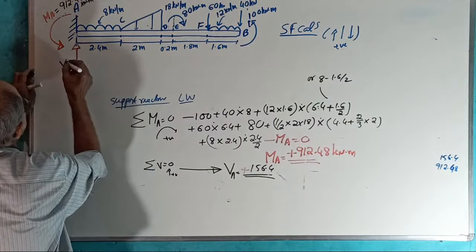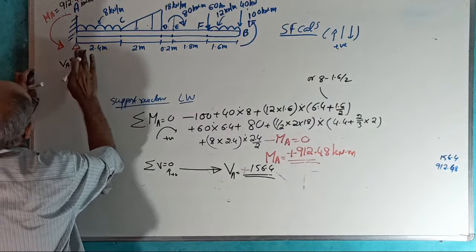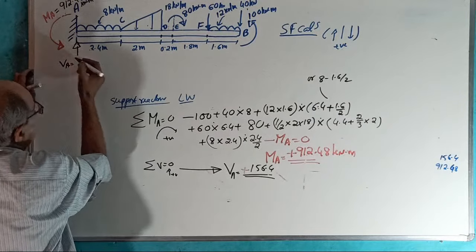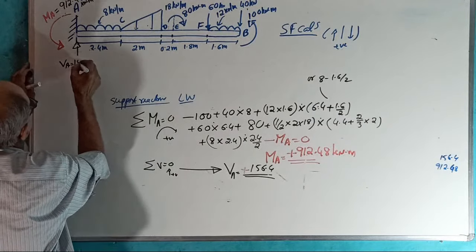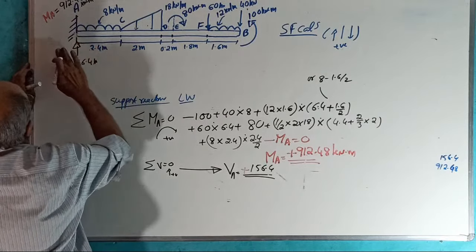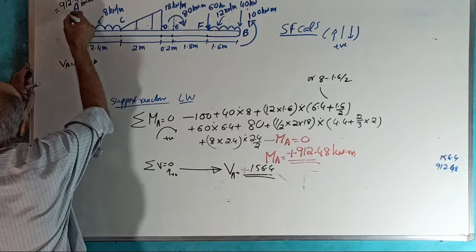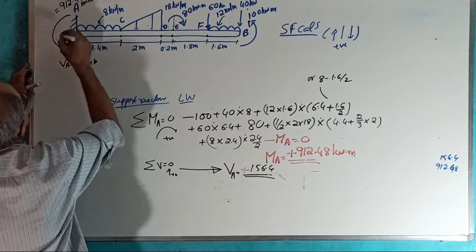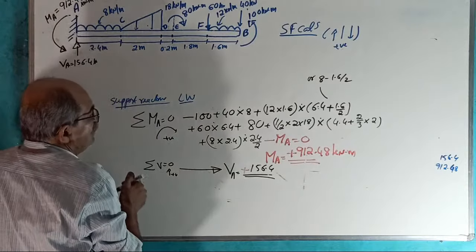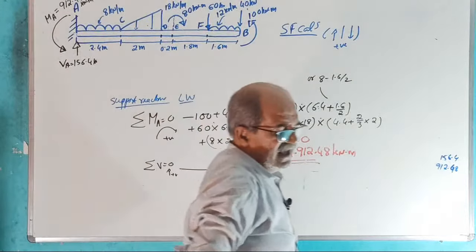Now do one thing. Later I will not put red color. I use black color only. Why? It is not unknown now. 156.4 kilonewton. MA also I want black color now. Why? It was red in the beginning, unknown. Now it is known, MA. Okay, over. This will complete support reaction calculation.